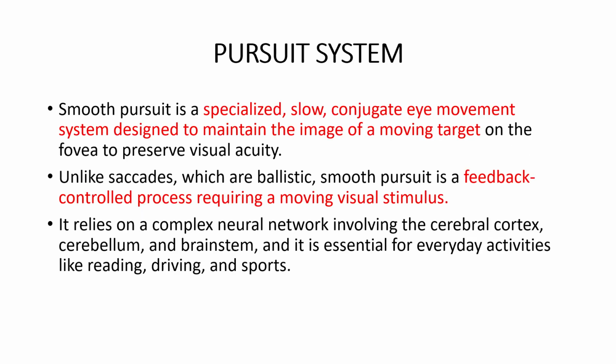Pursuit system. Smooth pursuit is a specialized slow conjugate eye movement system designed to maintain the image of a moving target on the fovea to preserve visual acuity. Unlike saccades, which are ballistic, smooth pursuit is a feedback controlled process requiring a moving visual stimulus. It relies on a complex neural network involving cerebral cortex, cerebellum, brainstem, and it's essential for everyday activities like reading, driving, sports.